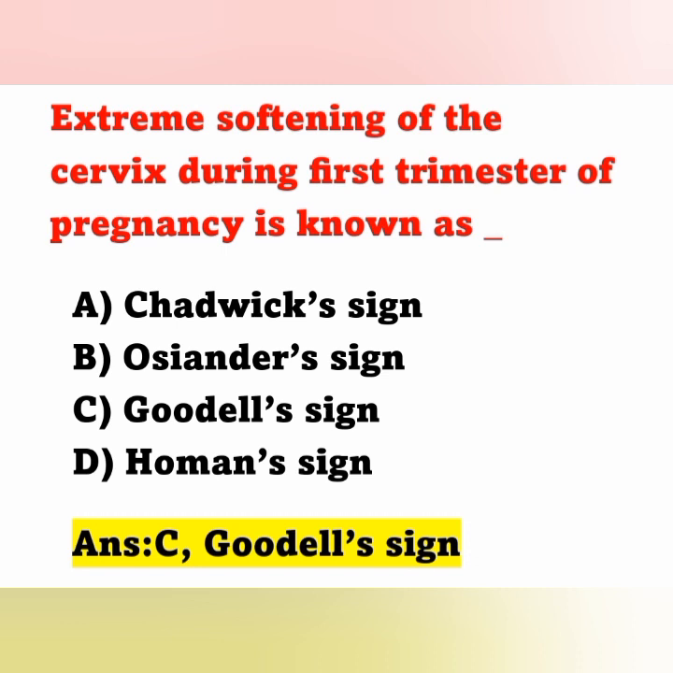Chadwick sign means a dusky bluish discoloration of the vestibule and the anterior vaginal wall due to local vascular congestion. It is mainly seen at about the 8th week of gestation. Osiander sign means an increased pulsation felt through the lateral fornix of the vagina, and it is seen as early as the 8th week of gestation.